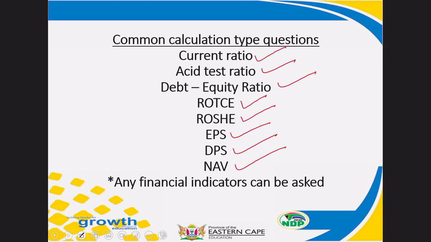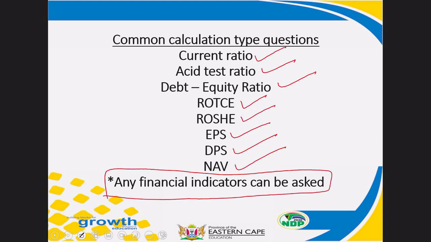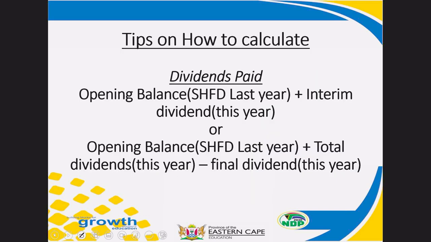Those are common ones. It doesn't mean that the others will not be asked. Hence, I put a note here that states any financial indicator can be asked from the formula sheet at the back of your paper, right? The only one that they do not normally ask will be the break-even point, which is going to be in question paper 2.